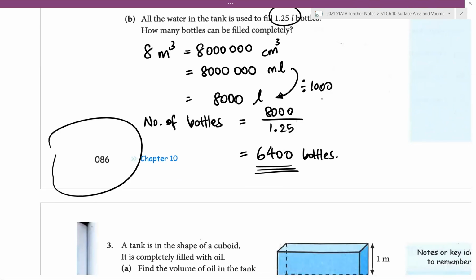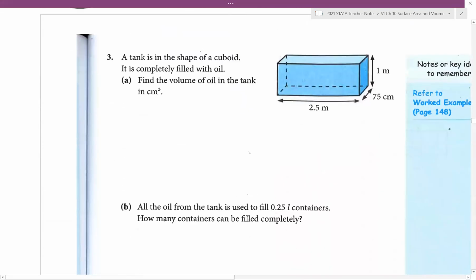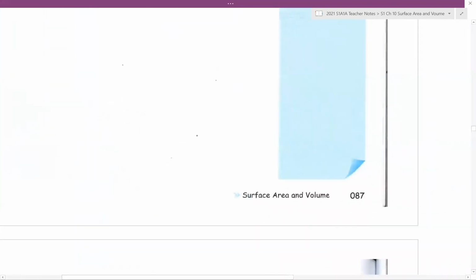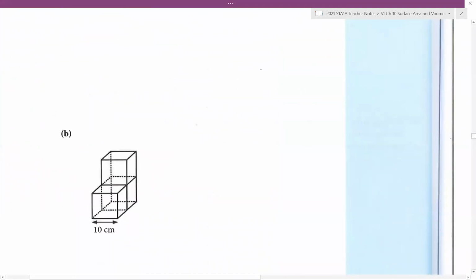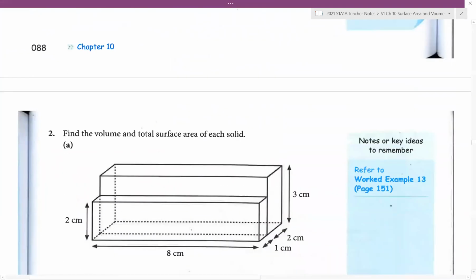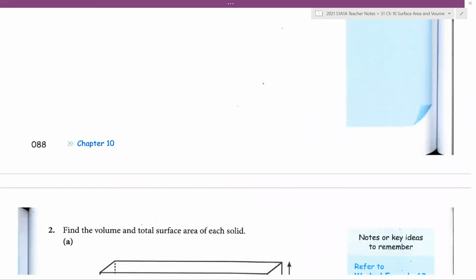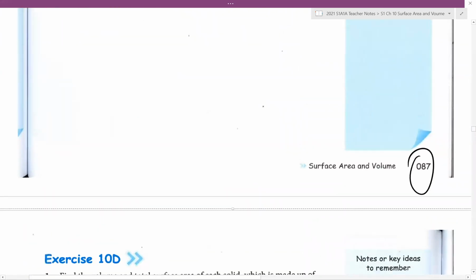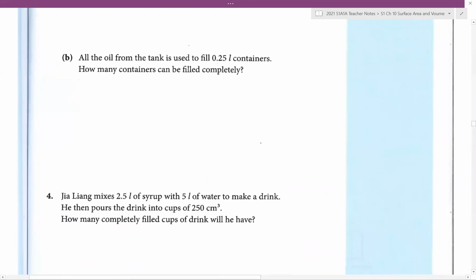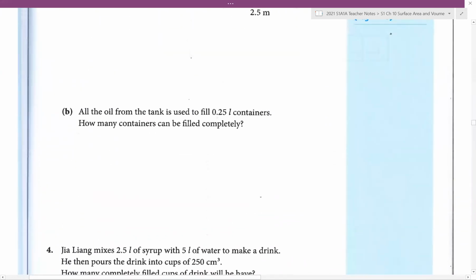Okay, the remaining time for the lesson as well as your homework is your page 87. 87, 88, 2 pages. 87 and 88 for the remaining 9 minutes as well as your homework question.